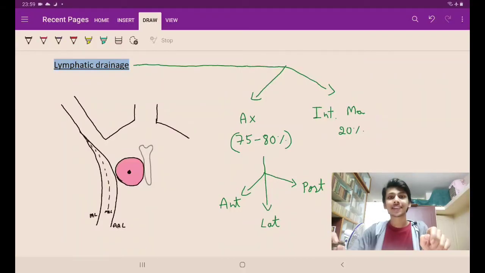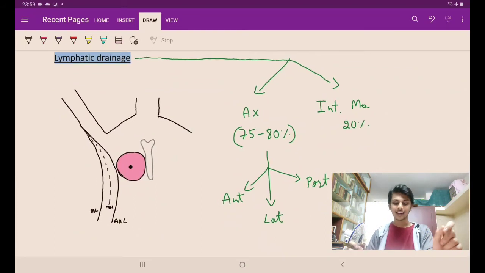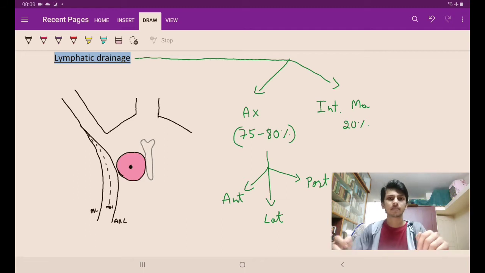Okay guys, let's start with the lymphatic drainage of the breast. This is a very interesting and very important topic in surgery. Let's get started. Now see, guys, what is lymph basically? Lymph is a fluid. It circulates like blood in the body. It is formed from the extracellular tissue or the interstitial tissue fluid basically.